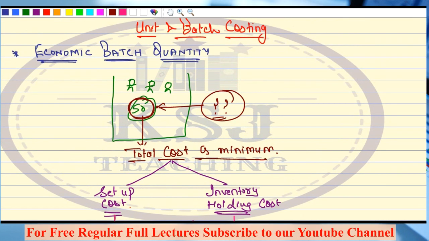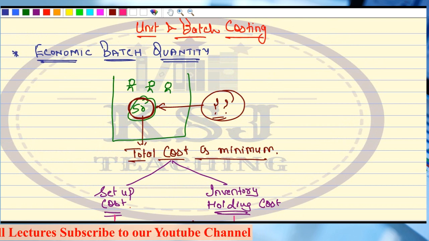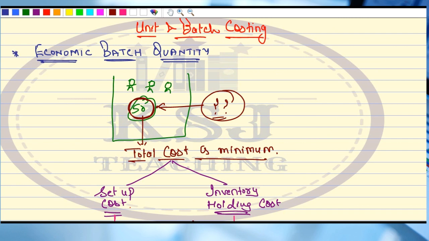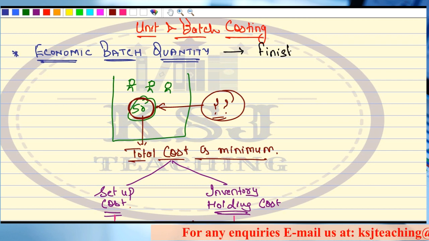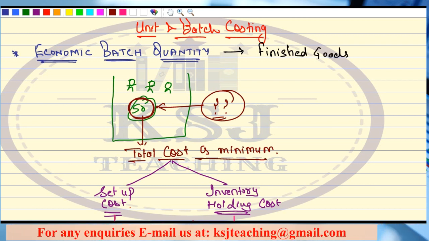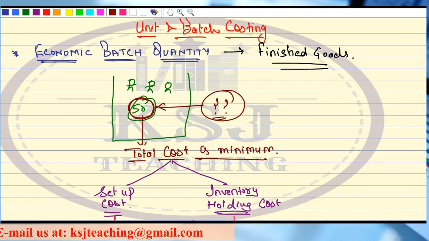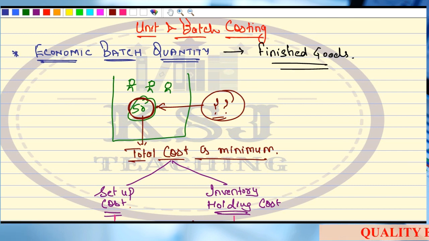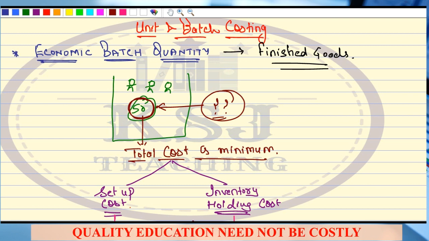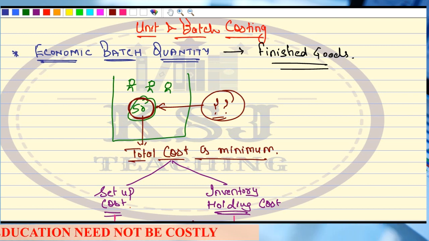Now, one major difference between economic batch quantity and economic order quantity in material costing: in economic batch quantity, we are talking about finished goods, because the batch is going to be for the finished goods. We are going to process the raw material and convert it into finished goods in one batch, right? So how much finished goods should be manufactured in one batch? That is the point we have to study in economic batch quantity. How many units of the finished goods should be manufactured in one batch?